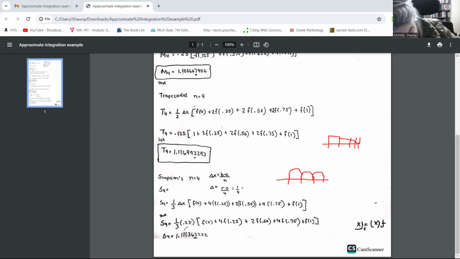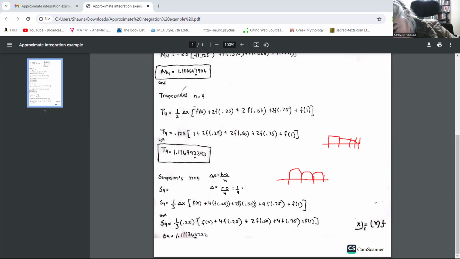to 2 decimal places, they all pretty much match. This Simpson's rule would be a 100th off. Simpson's would be 1.11. The trapezoidal would give me 1.12. And the midpoint rule would give me 1.11. So you can be confident that that area is between 1.11 and 1.12.